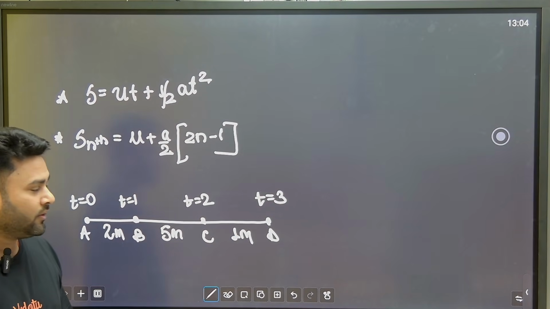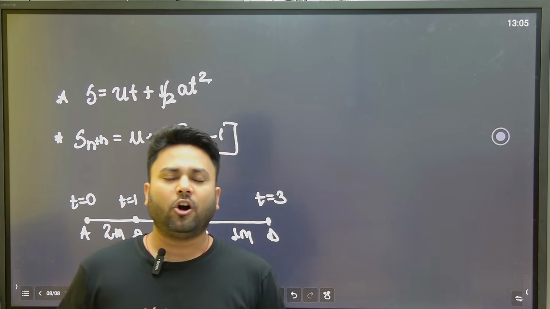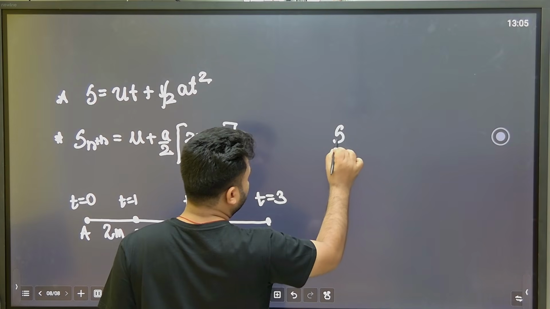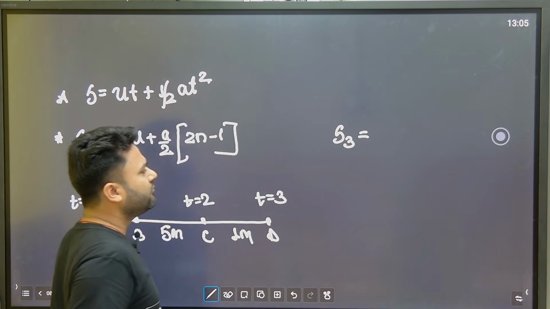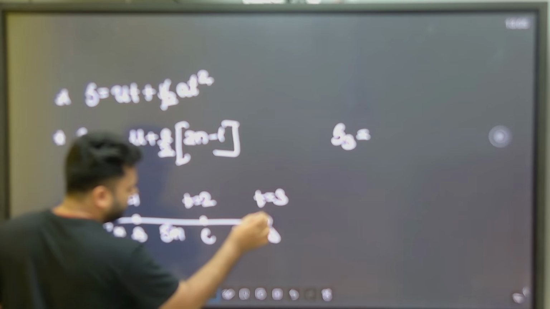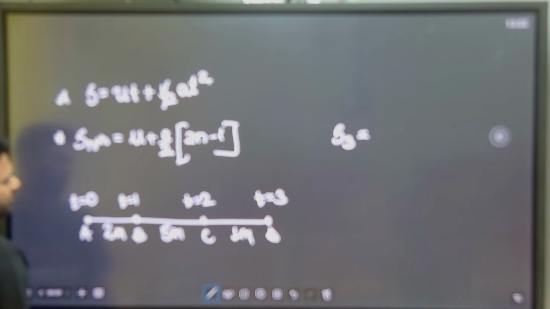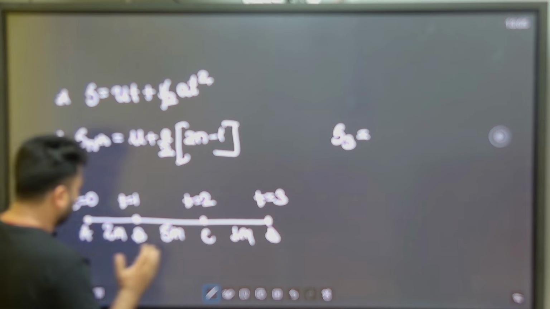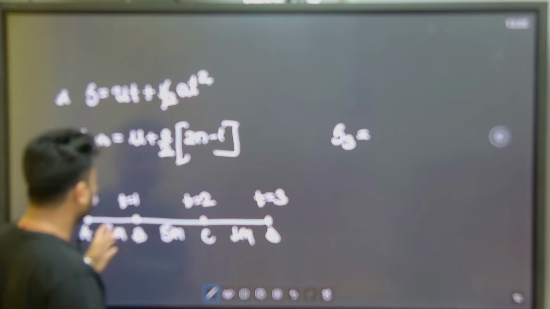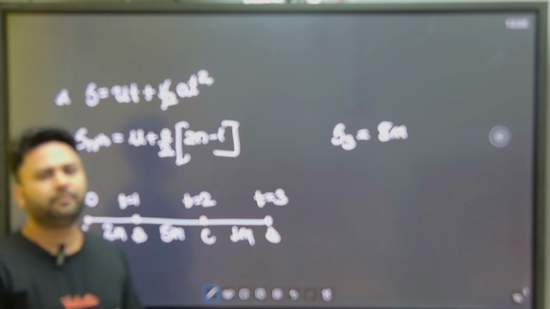Okay. Now if someone asks what is the total distance covered in 3 seconds, how much distance does the body cover in 3 seconds? Distance covered in 3 seconds. What do you write? So the body initially was here, at the end of 3rd second the body is here. Means total distance covered in 3 seconds will be from A to D, means 2 plus 5 plus 1, 5 to 7 plus 1, 8 meter. This is the distance covered in 3 seconds, 8 meter.